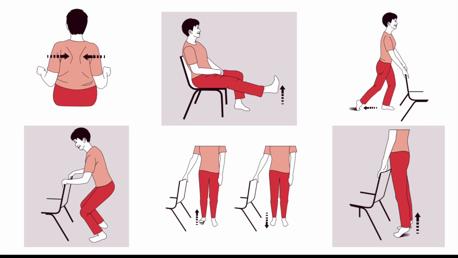The next photo is of someone sitting in a chair with their knees bent. You will then straighten your leg and bring it back down to the bent position and then repeat. The next photo is of someone standing behind the chair and moving their leg backwards and forwards while keeping their legs straight. The bottom left photo is of someone holding on to the back of the chair and doing a mini squat. So you will squat down a little and then come back up to a straight position.